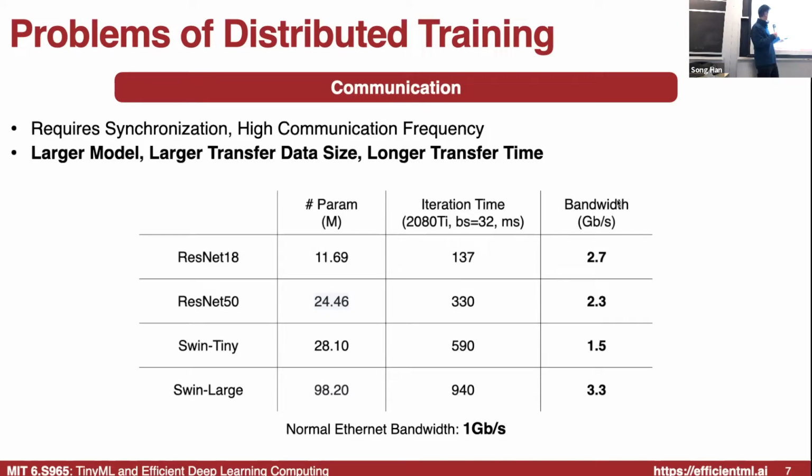Similarly, for Swin Transformer tiny and large, we need to transmit between 1 to 3 gigabits per second. The conventional normal Ethernet bandwidth, if you don't have an HPC configuration, is just 1 gigabit per second. We have 25 gigabit per second high-speed networking, but that becomes pretty expensive. So how do you train and scale the model without relying on those high-end networks? That's the motivation of this lecture.